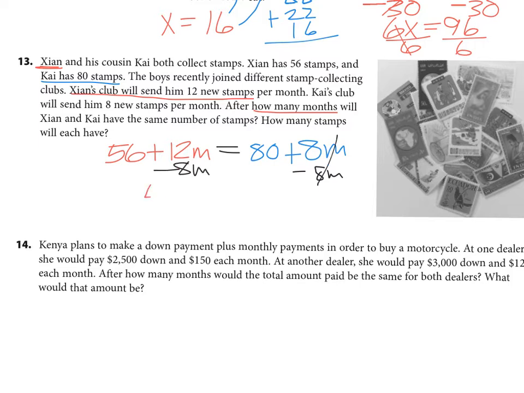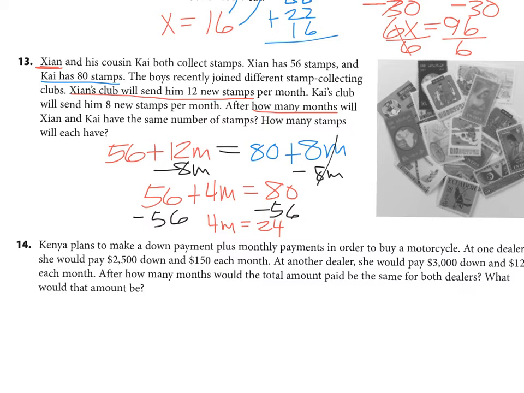So that's going to give me 56 equals, I'm just going to do it all in red now, 80. Sorry, let me erase that. I forgot my variable here. 56 plus 12 minus 8 is 4m equals 80. Then get rid of my 56 here. So then that gives me 4m equals 24.